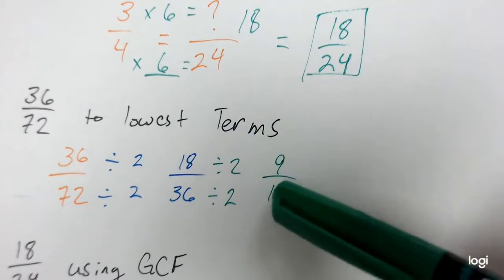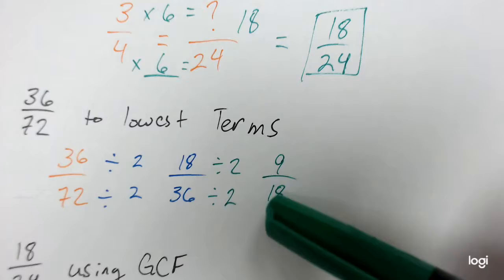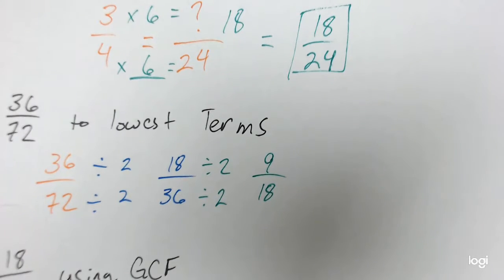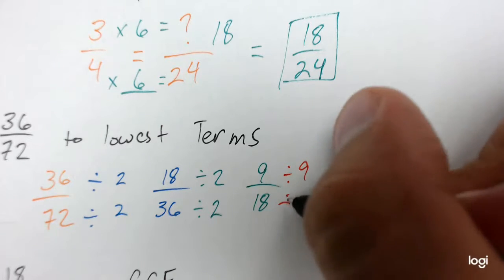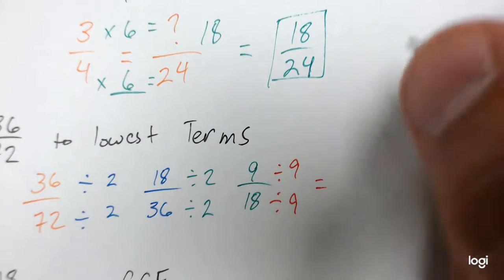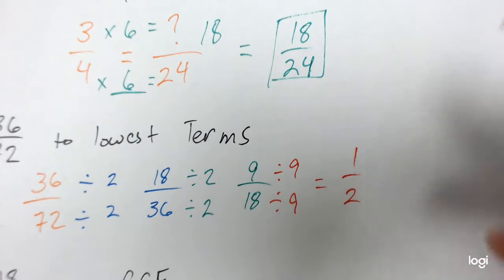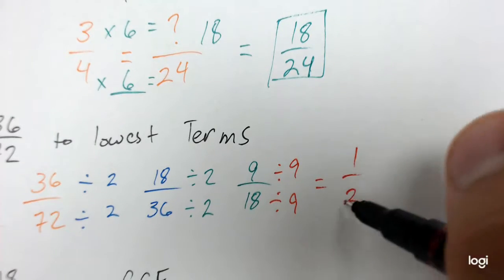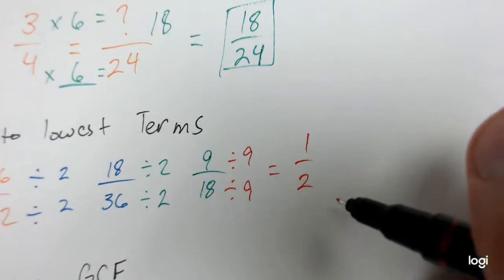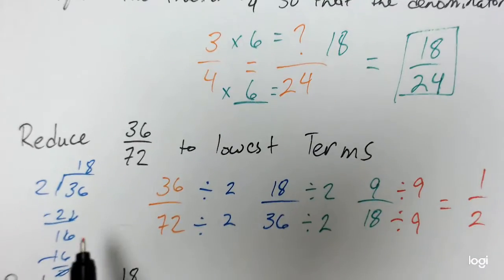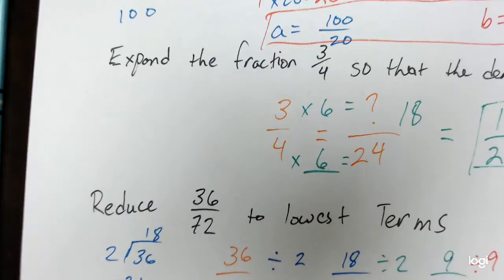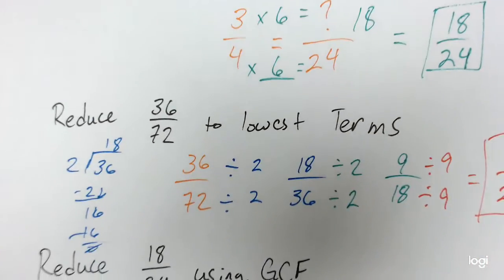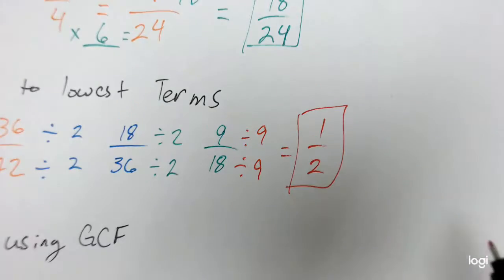Now here I see something. I see 9 and 18. I know 9 goes into 9, and I know 9 goes into 18. So now I can just divide by 9. So if I divide the top by 9 and the bottom by 9, I end up with 1 and 2. Yeah, 9 divided by 9 is 1, 18 divided by 9 is 2. Can this be reduced? No. Once I get to the point where I can no longer reduce, or I can no longer divide this number, I have my answer. So 36 over 72 reduced to lowest terms is actually 1/2.